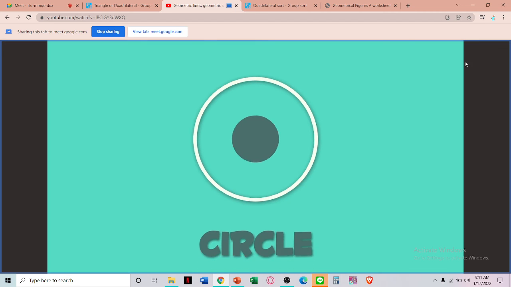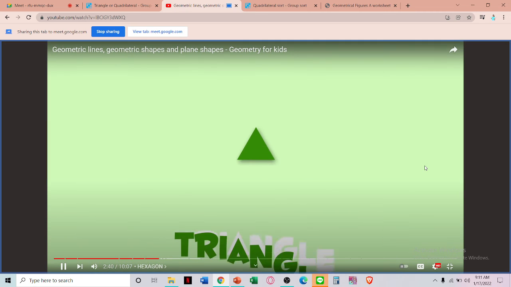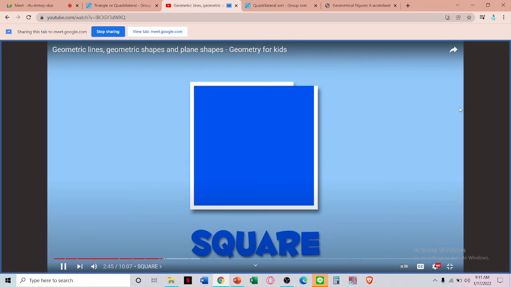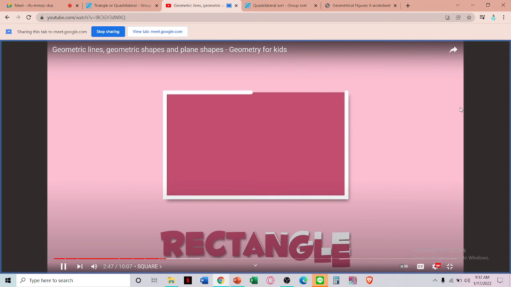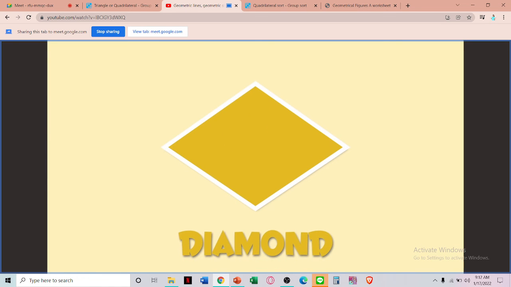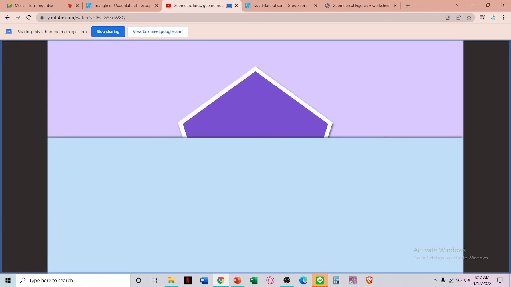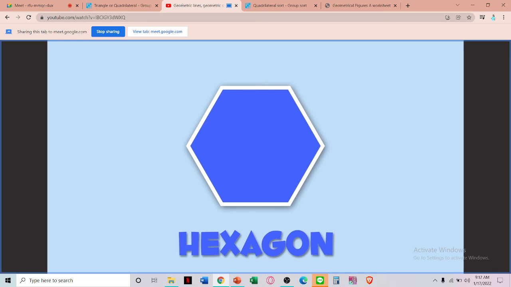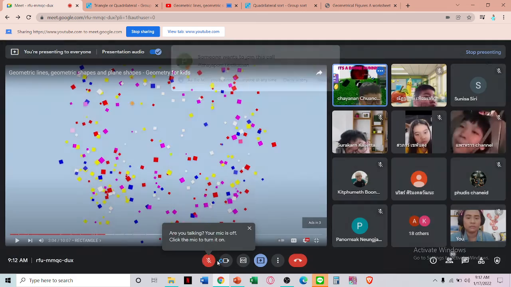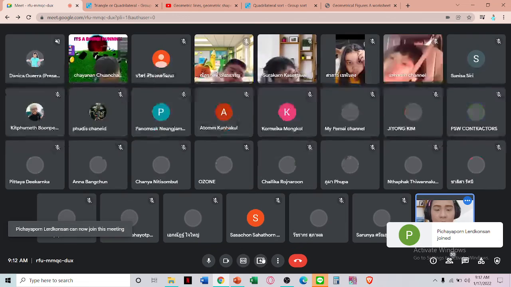Recap. Circle. Oval. Triangle. Square. Rectangle. Diamond. Pentagon. Hexagon. Now you know everything about plane shapes. Okay, now let us have our word wall activity for today.